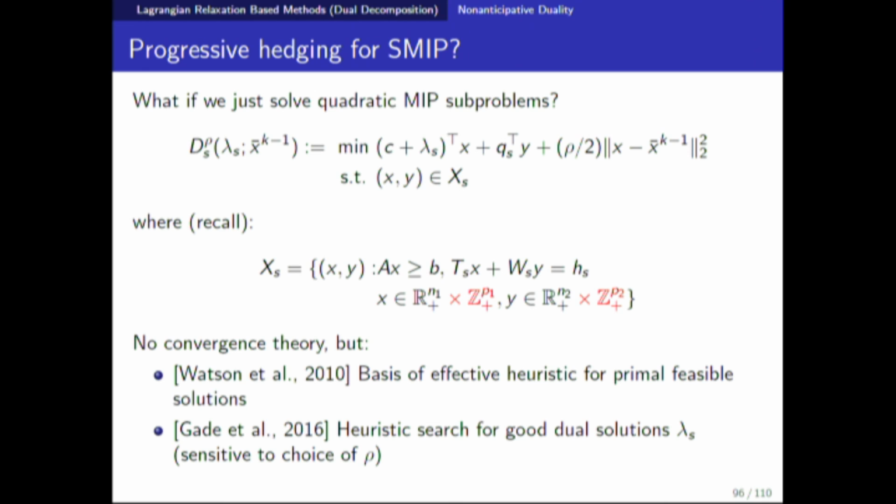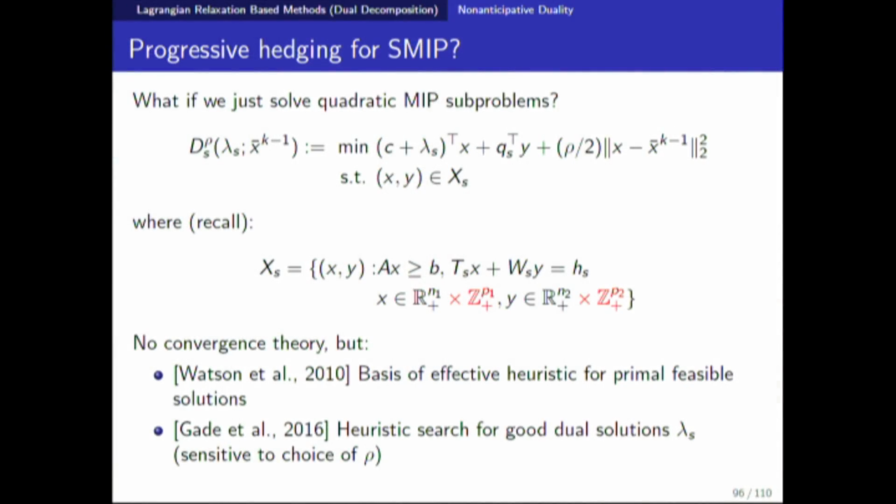The natural thing you could try is to still introduce that augmentation term, because it does seem like a good idea to keep yourself from moving too far from one iteration to the next. And we're enforcing all of our constraints, but now our constraints include those integer restrictions. That's the natural extension. So this subproblem is now a mixed integer nonlinear program, because we have these quadratic terms in the objective. Still, commercial solvers can solve those now with quadratic objectives, so we can go ahead and implement this. Unfortunately, there's no convergence theory, because these sets aren't convex, so you can't just say it's progressive hedging, it converges.